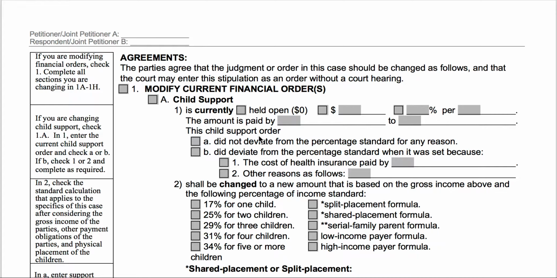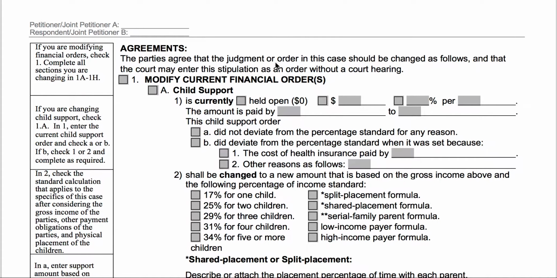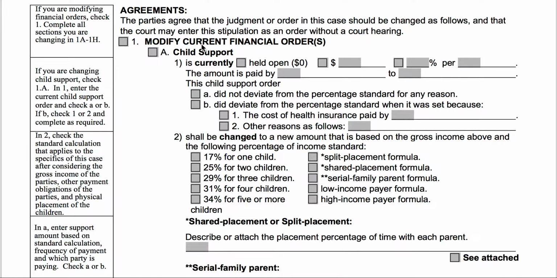All right, so on to the child support section. Now, just so you know ahead of time, the child support section is probably one of the hardest sections in any of the forms we fill out. So we'll go through it section by section. You obviously only fill a section out if you're wanting to talk about child support.